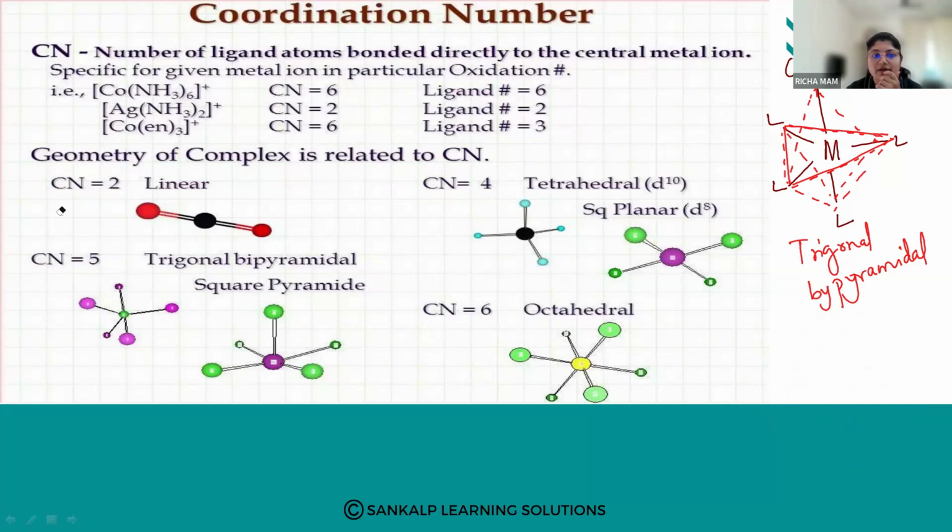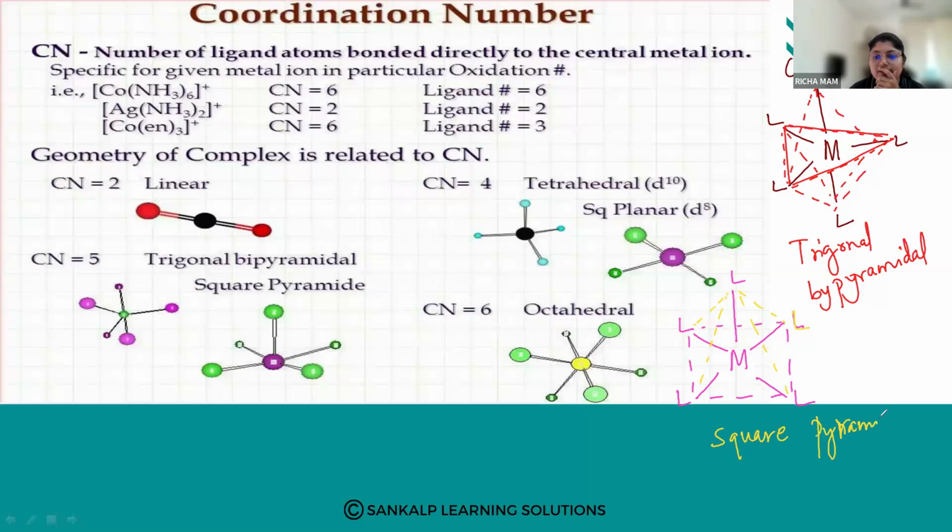I'm drawing square pyramidal. Square pyramidal means centrally one metal and four bonds already formed between the metal and ligands. Now we are left with only one ligand. It will be attached to all four corners like this. So how many ligands? There are 5 ligands. So it is square pyramidal, because bipyramidal means two, one up and one below.